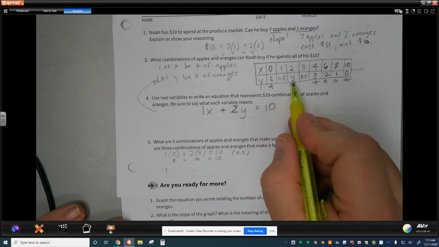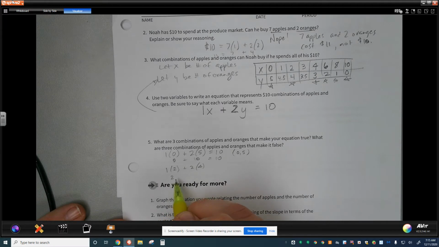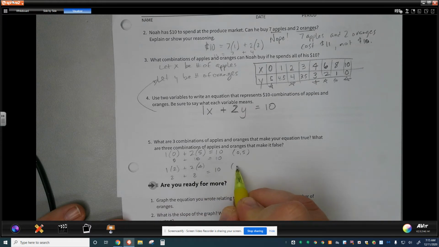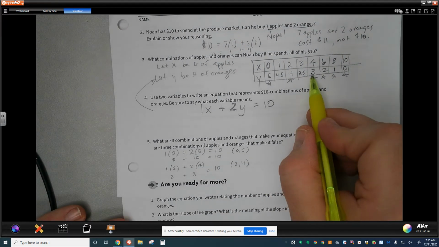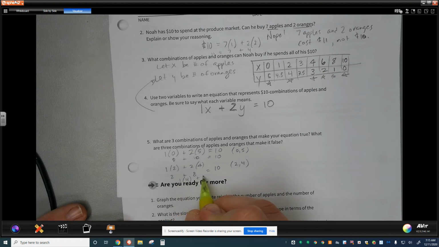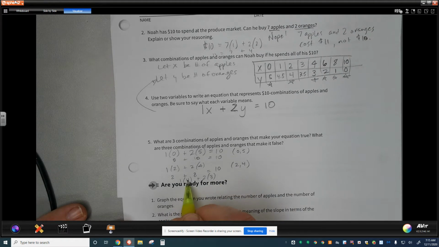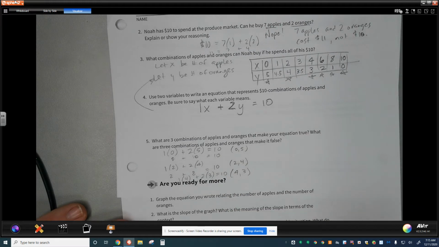Let's talk about the ordered pair 2 and 4. 2 apples plus 4 oranges. That would give me $2 in apples and $8 in oranges for a total of $10. So we know that that solution works as well. My third one, I should anticipate 4 and 3 would work. So 1 times 4 plus 2 times 3. That's $4 for apples, $6 for oranges is $10. So I know that my ordered pair 4 and 3 works as well.